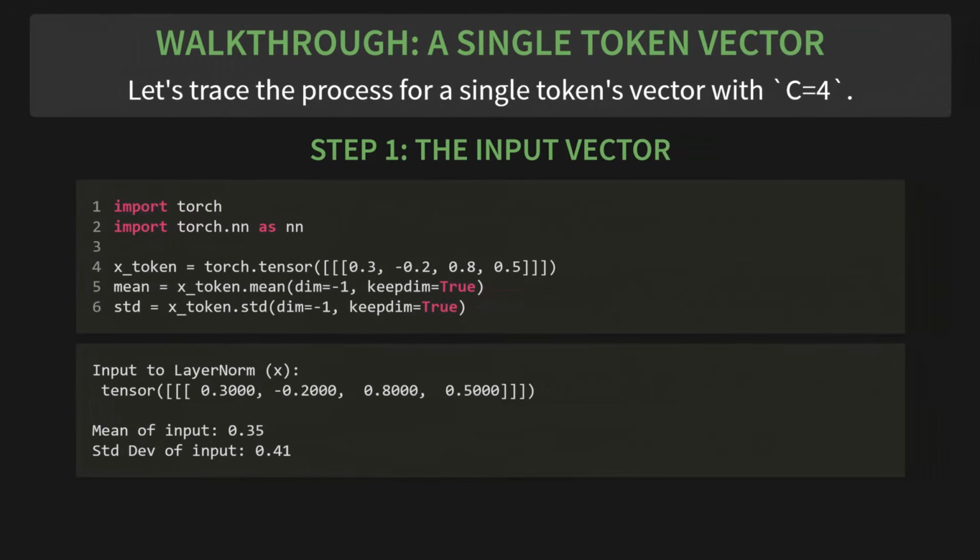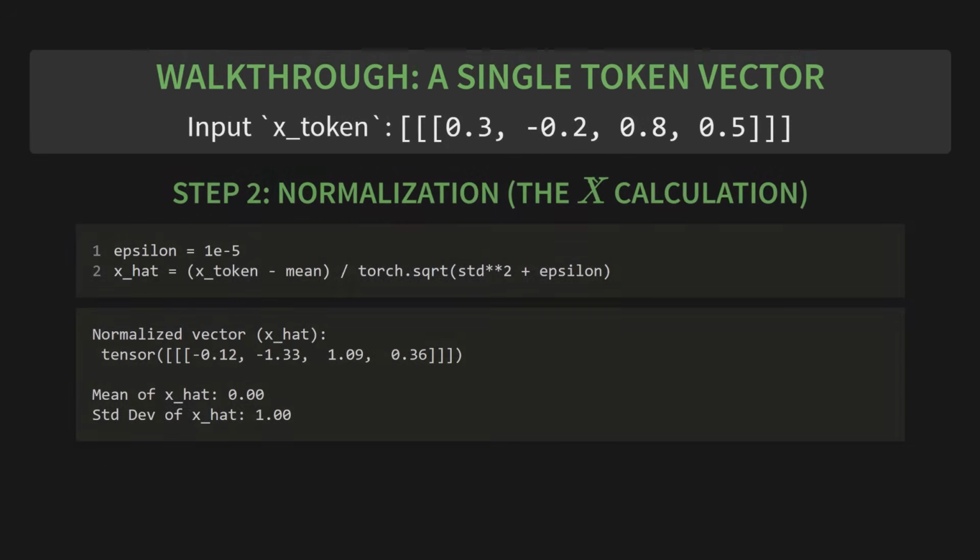We're going to trace the process for a single token's vector, and we'll say its embedding dimension C is equal to 4. Step 1, the input vector. Let's say we have this tensor x token with the values 0.3, negative 0.2, 0.8, and 0.5. Right now, if we check, its mean is about 0.35, and its standard deviation is 0.41. It's a moving target.